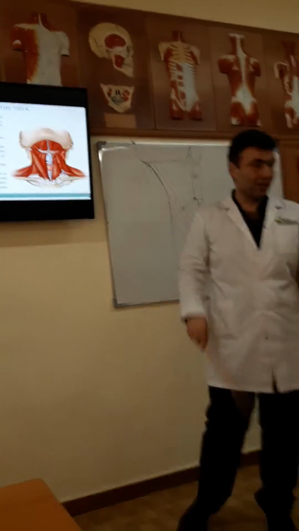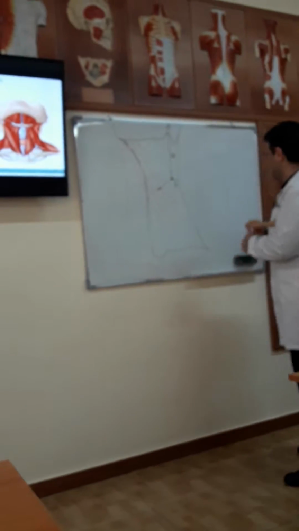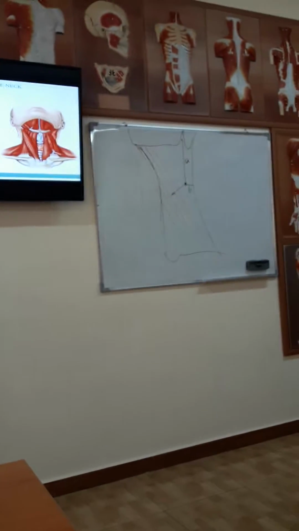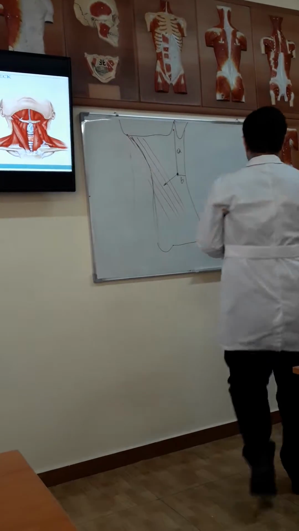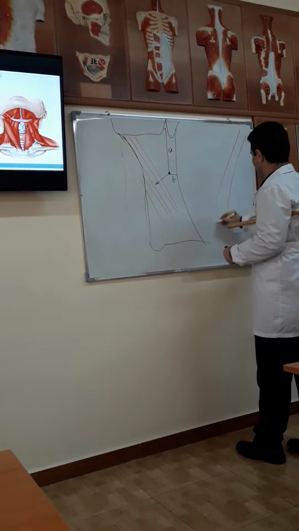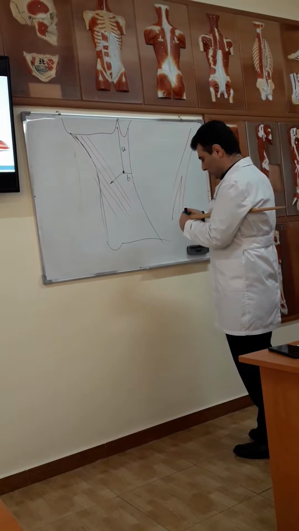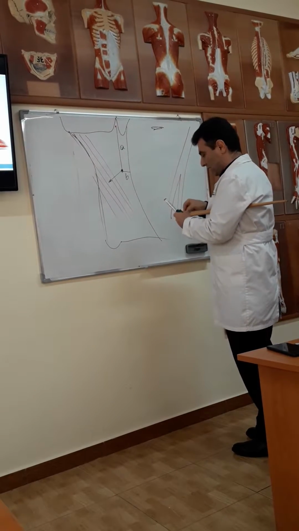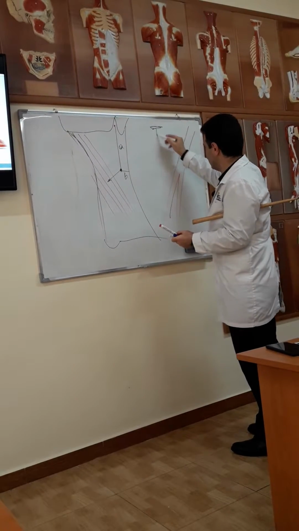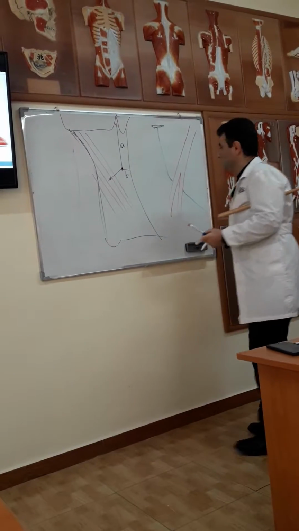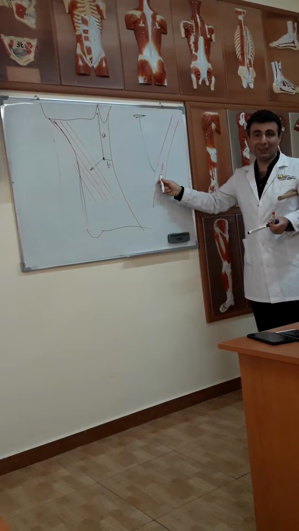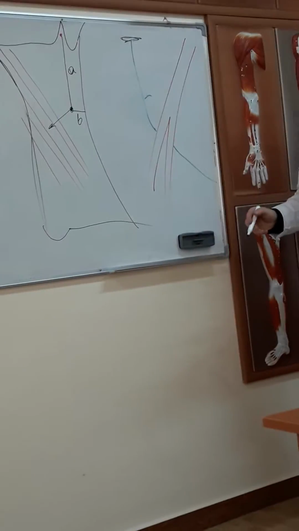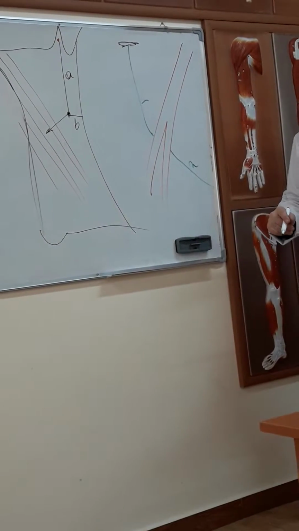Remember please, this is the SCM muscle. This is the hyoid bone. And that is the omohyoid muscle. The intermediate tendon of it will be behind the SCM muscle. Number 1 will be the superior belly. Number 2 will be the inferior belly.